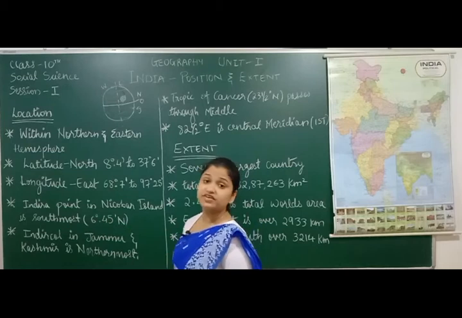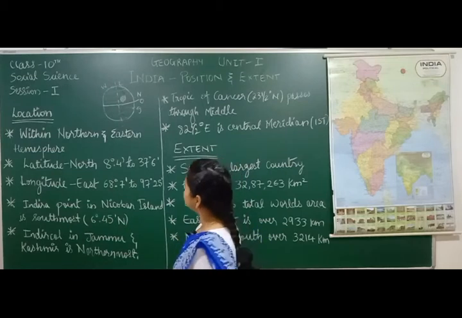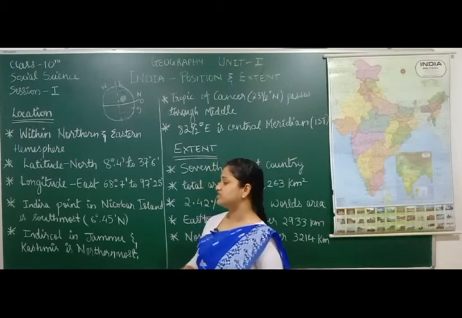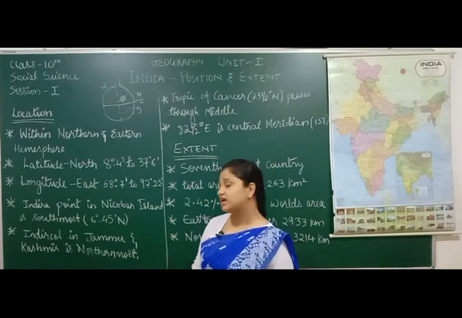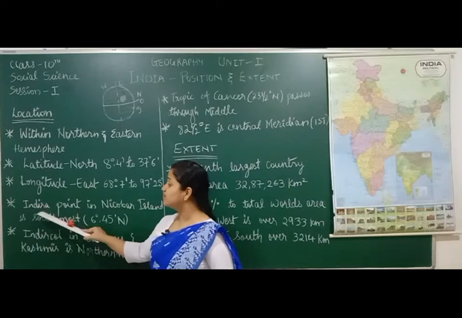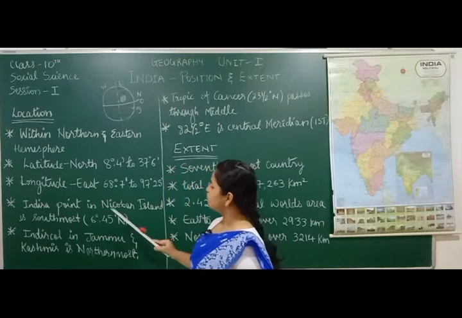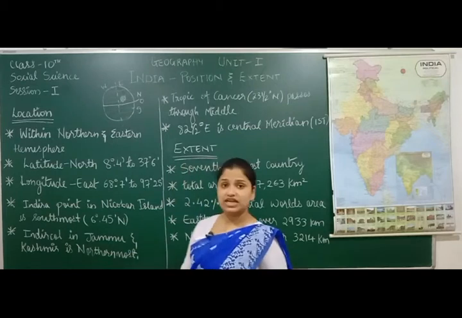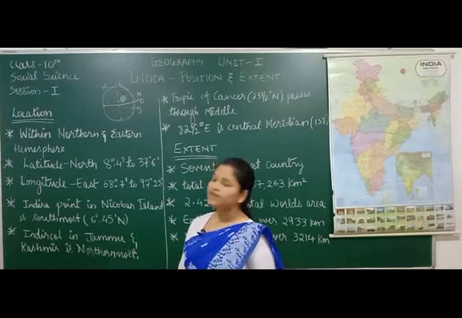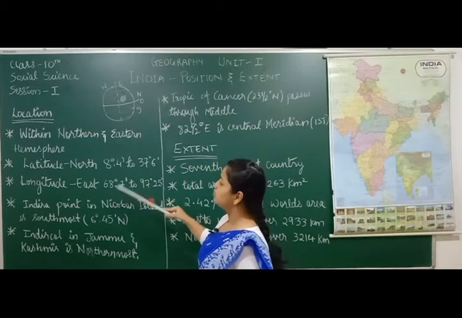These two points are very, very important here. You have to know the southernmost point and the northernmost point of India. The southernmost point is Indira Point, which lies in the Nicobar Island. Also, the northernmost is Indira Col, which lies in Jammu and Kashmir. I told you these two points are very important to remember.